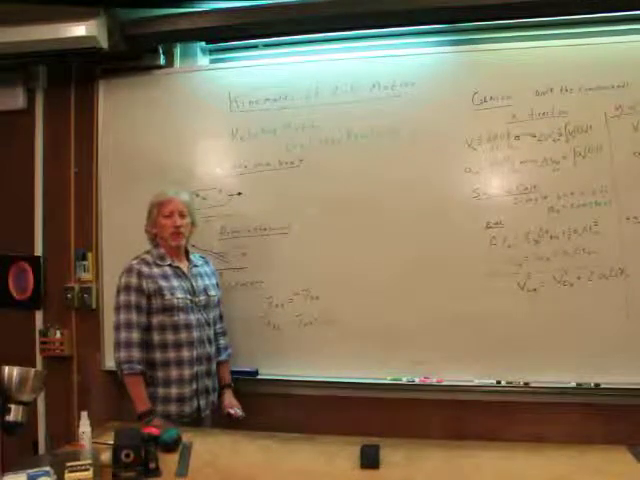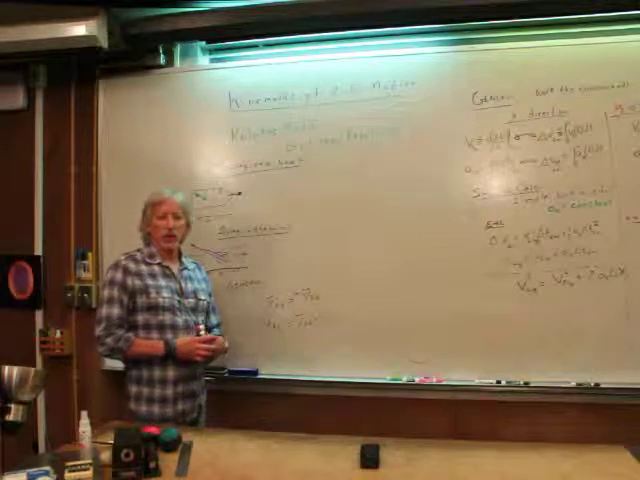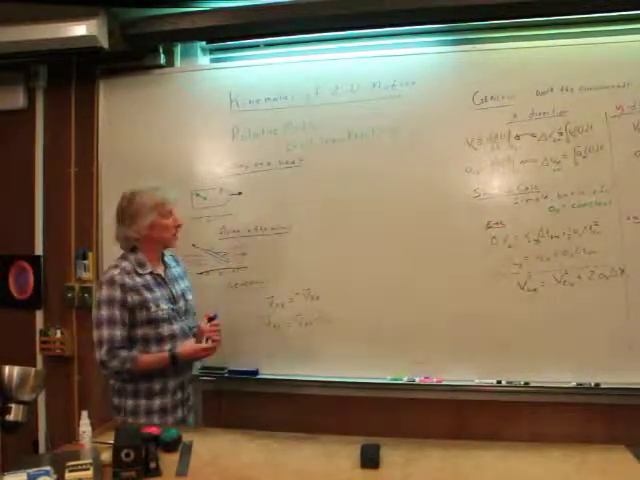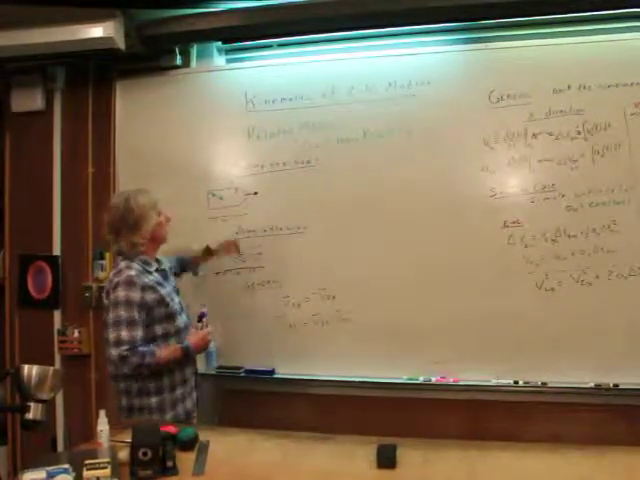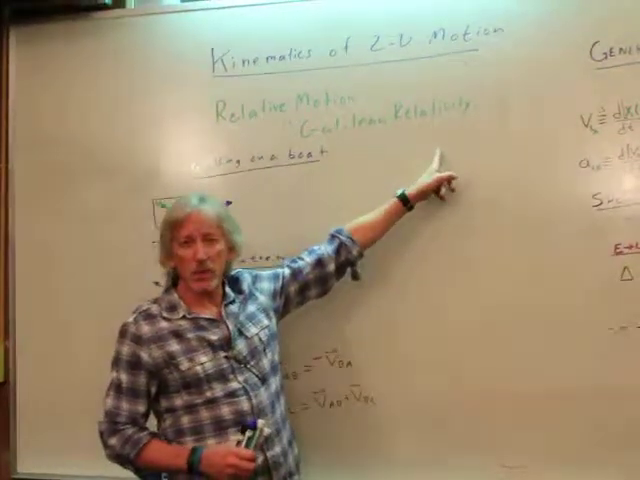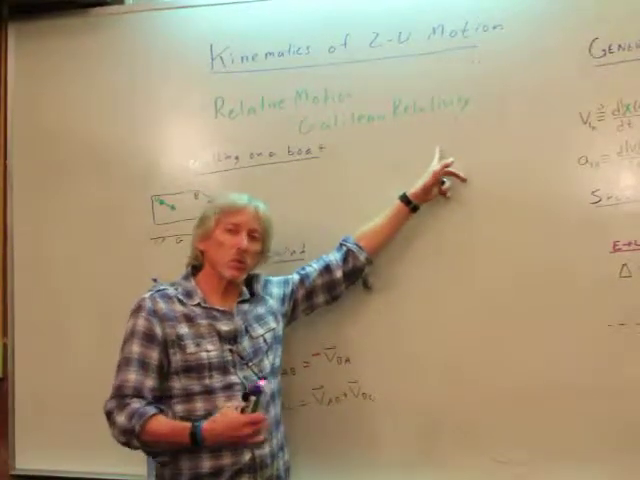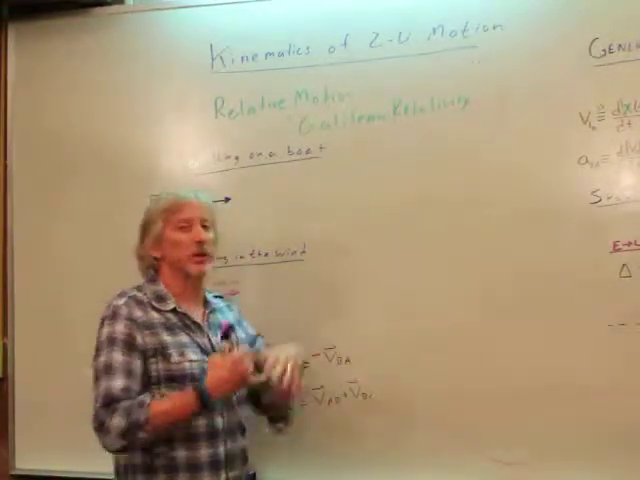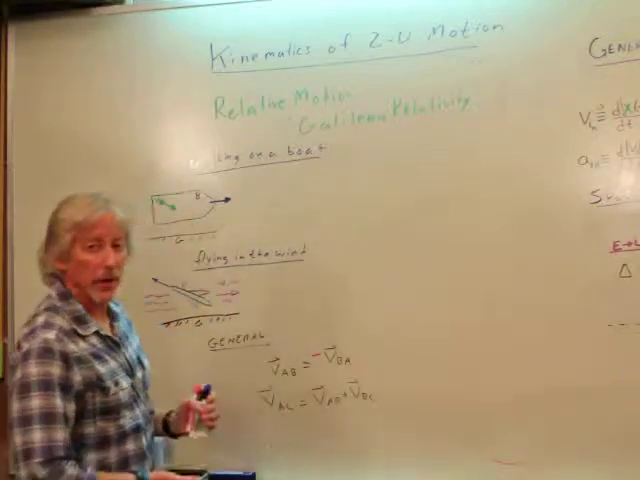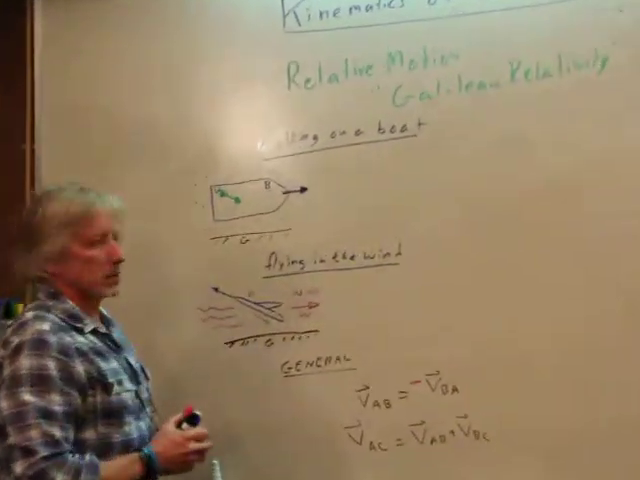All right, another little bit of motion in 2 dimensions, which can be extended to 3, kinematics in 2 dimensions, is relative motion. It's often called Galilean relativity, as opposed to Einstein's relativity or special relativity, which builds on this but goes pretty wacky pretty fast. This is intuitive. This makes sense.